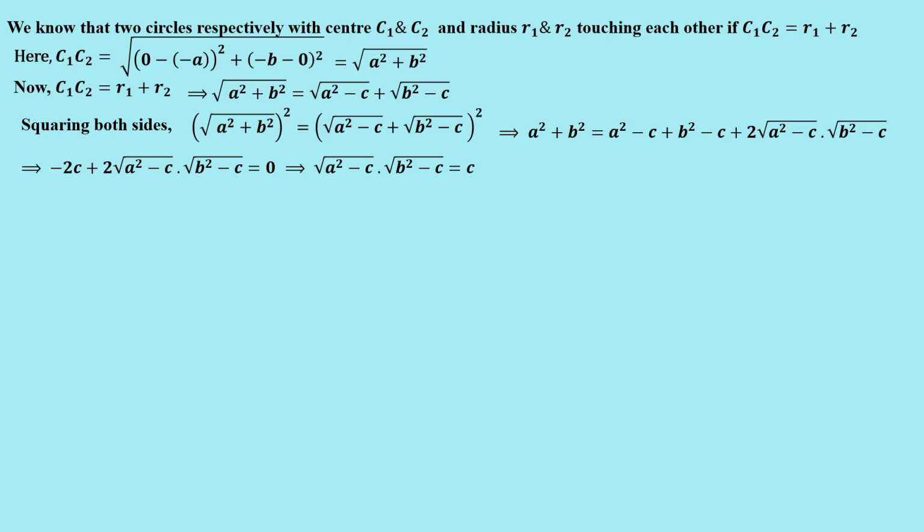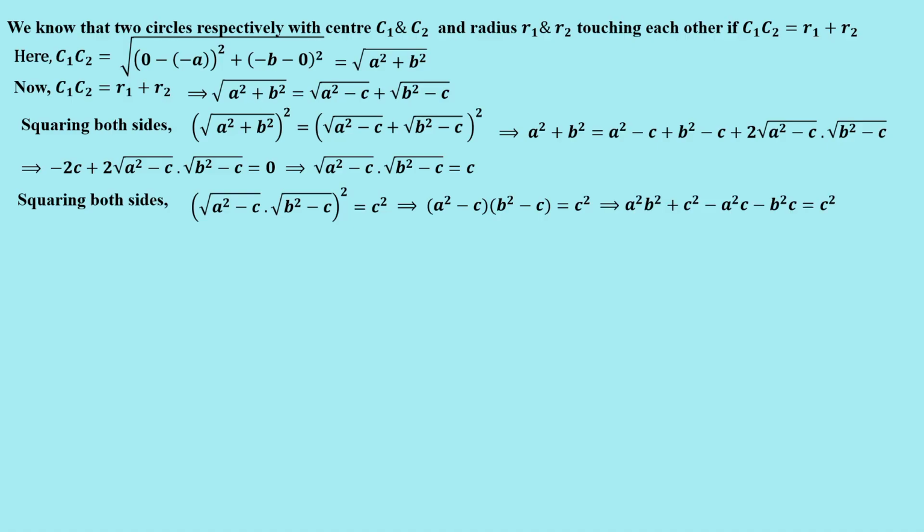Taking that c from the left hand side to right hand side, you will get root of (a² − c)(b² − c) = c. Again squaring both sides, (a² − c)(b² − c) = c². Multiplying out: a²b² + c² − a²c − b²c = c², right? So c² gets cancelled, remaining a²b² − a²c − b²c = 0. That is a²c + b²c = a²b².